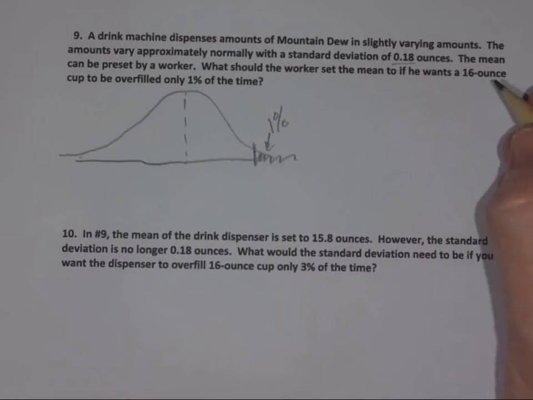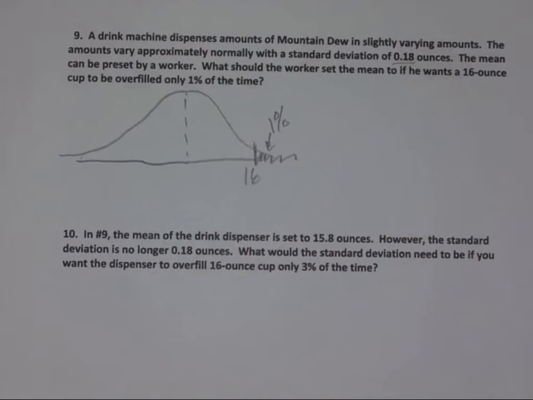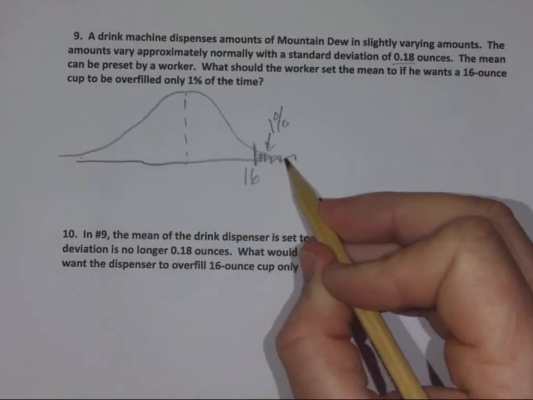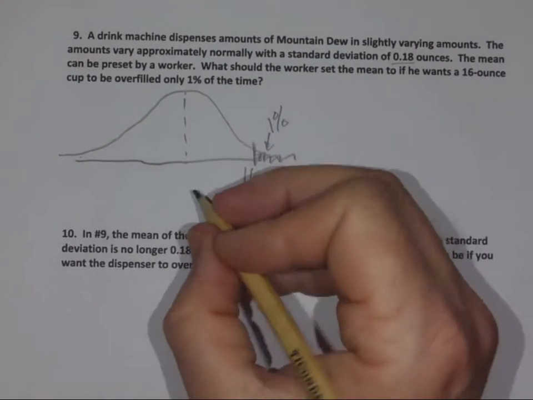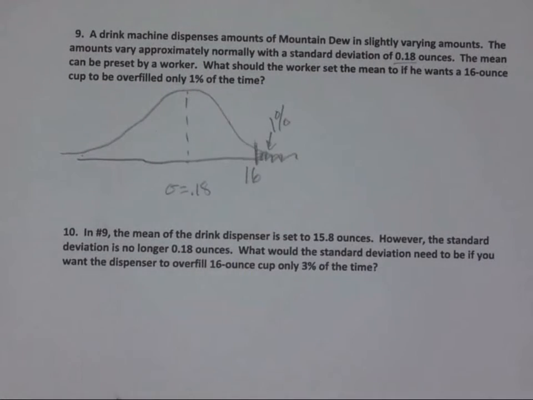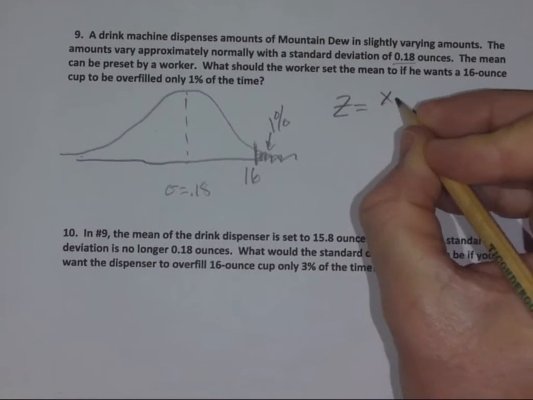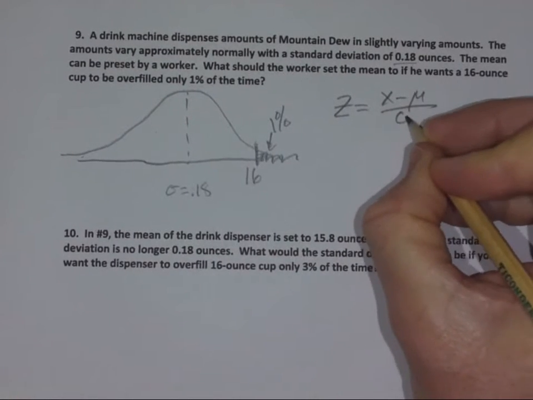And at that point, that's where a 16-ounce cup is. So we want it to overfill a 16-ounce cup only 1% of the time. What would the mean have to be if the standard deviation is 0.18? So whenever you're asked about a mean or a standard deviation on a normal curve, you're going to use a z-score. And remember, our z-score is our x value minus our mean divided by our standard deviation.